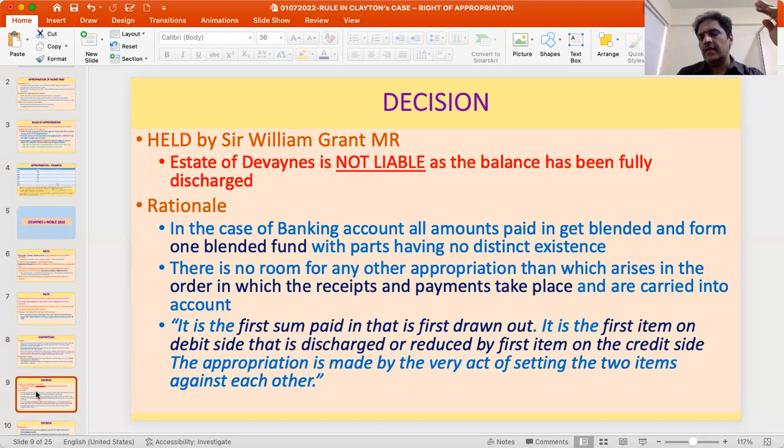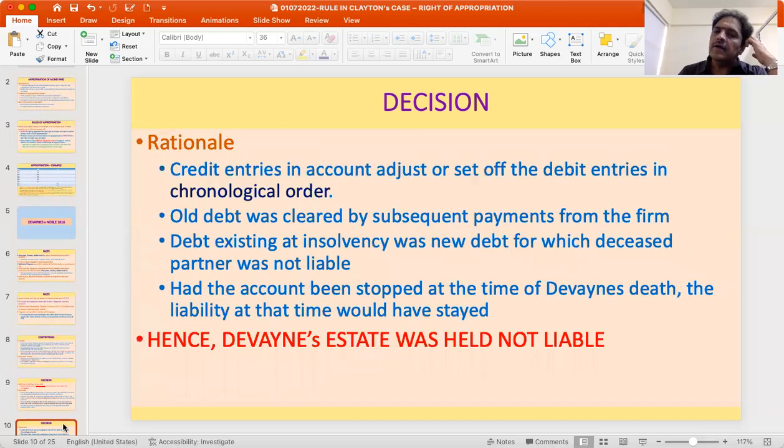So whatever is there in the debit side, the first credit that is coming will be used for setting off that amount. Similarly, whatever is the first sum paid in, that will be used for the first sum that is drawn out. So the credit entries in the account adjust or set off the debit entries in the chronological order. So there is something called a first in, first out kind of a principle that is supposed to be adopted. Then old debt was cleared by subsequent payments.